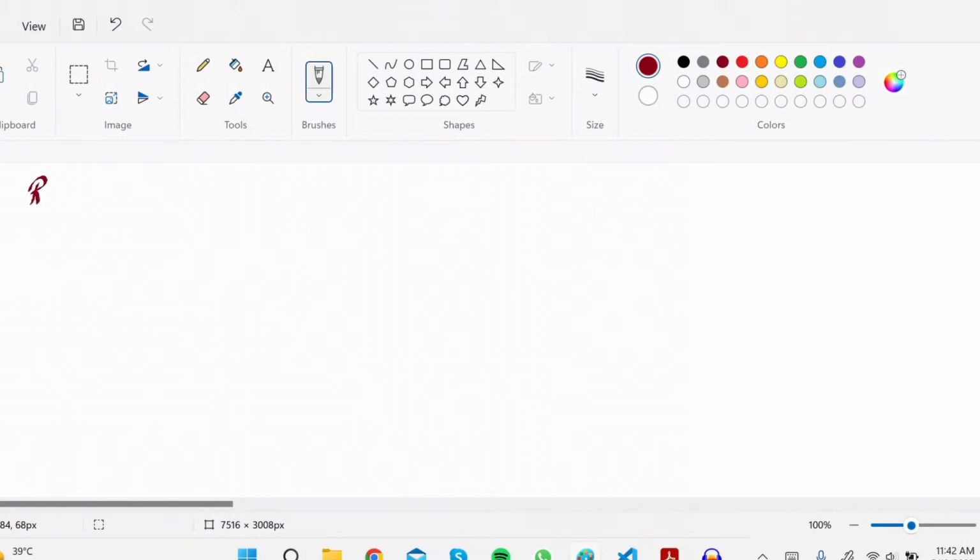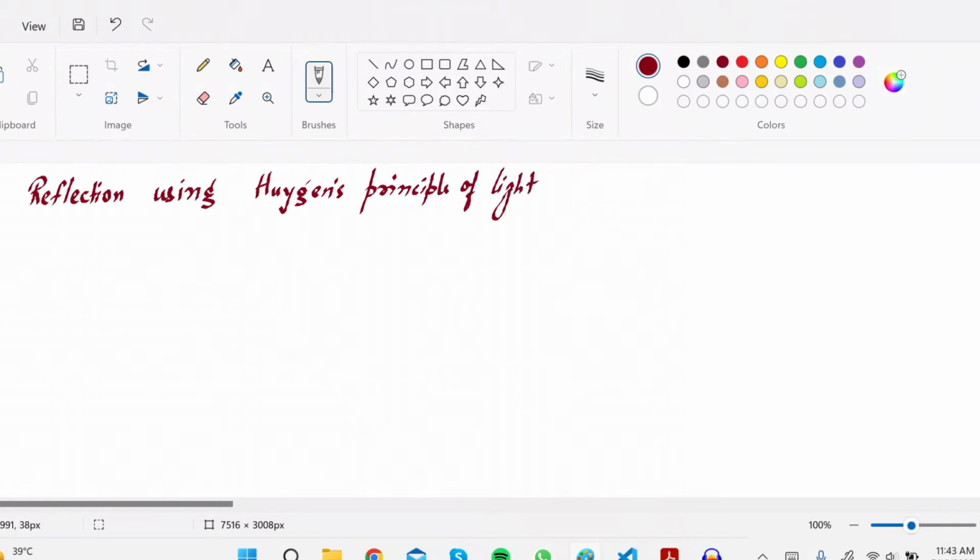So first one is reflection using Huygens principle of light. Okay, what are the prerequisites for this?